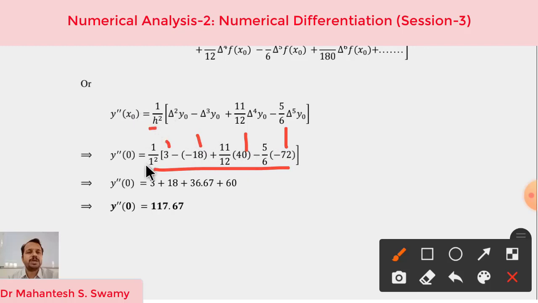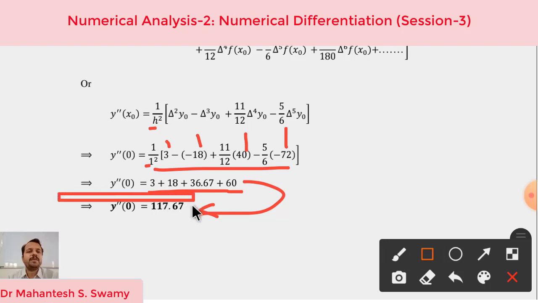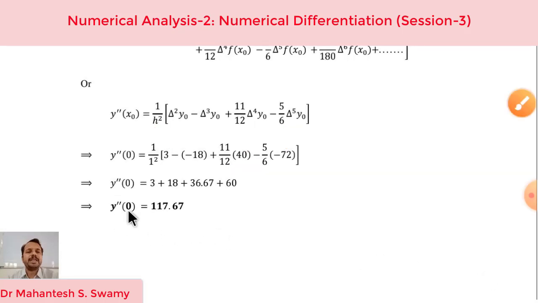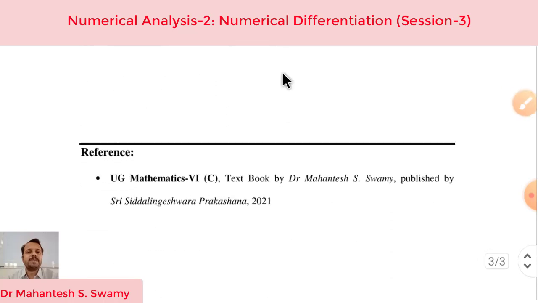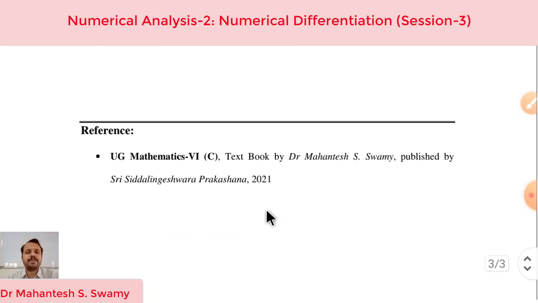Here h square means 1 square as it is. Now the simplification of RHS looks like this, and when we simplify this RHS, we get the final answer, that is 117.67, and that is the value of the required second order derivative of y at the initial point x naught. So this completes the worked example on evaluating the first order derivative of y at x naught and second order derivative of y at x naught.